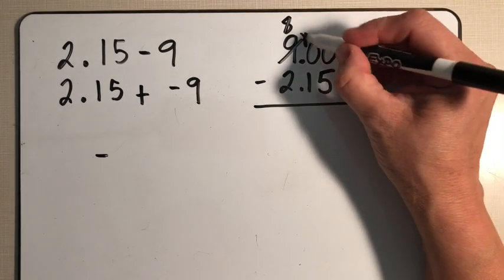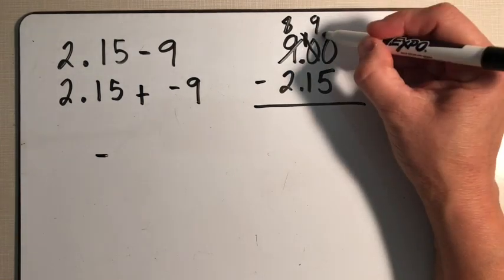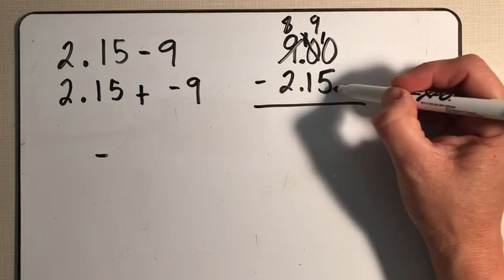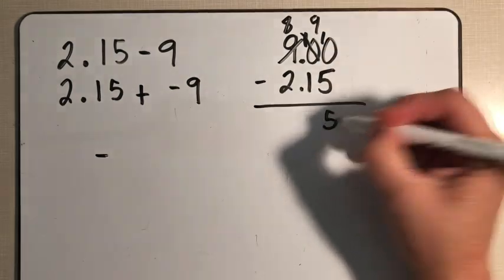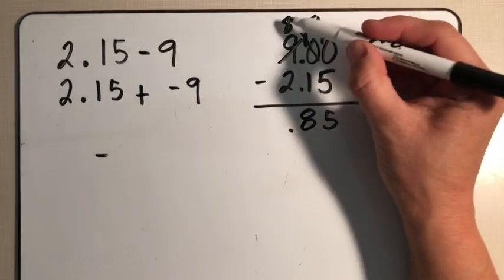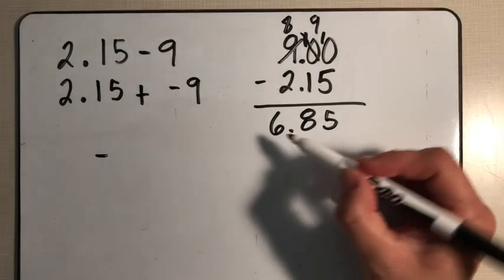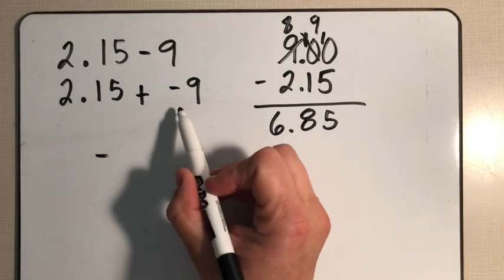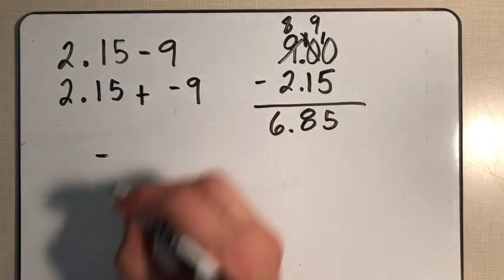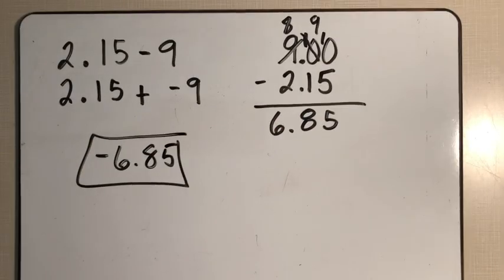So now I can borrow from those 10 dimes. I've just got 9 dimes left. And cash that dime into 10 pennies. So now I have enough pennies that I can take that 5 away. 10 minus 5 is 5. 9 dimes minus 1 dime is 8 dimes. $8 bills minus $2 bills is $6 bills altogether. So $6.85, but when I look back, I remember, oh, that's debt, right? That's not money I have, that's money I owe. So that's a negative $6.85.